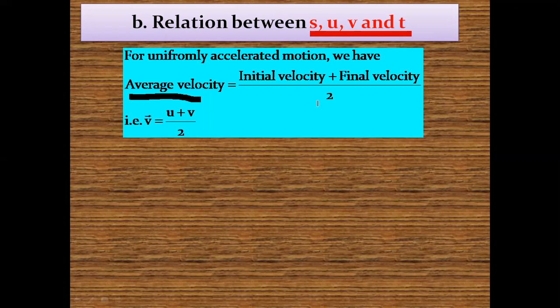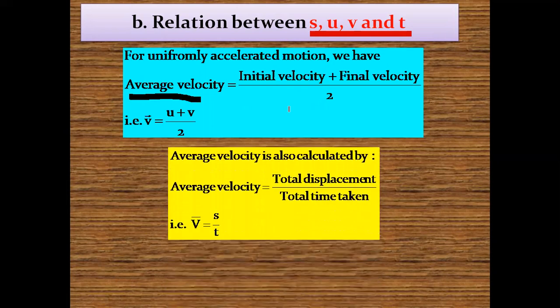Here arithmetic mean means the middle value, the average value. And another definition we have: average velocity is the total displacement by time taken, and we know the formula of average velocity, that is total displacement by time taken.